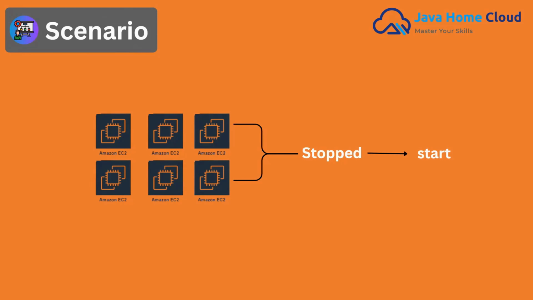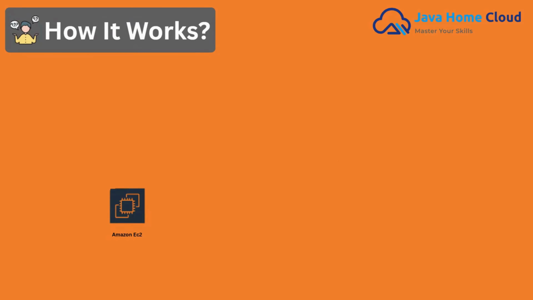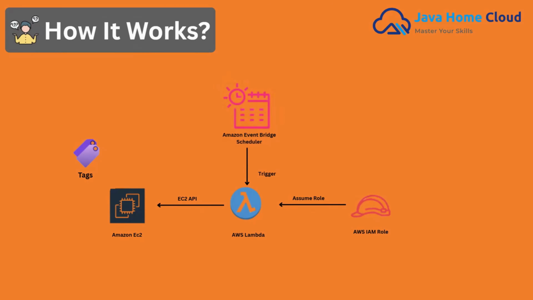Now let's understand how it works. First, let's identify all the instances and tag them with a key and value. For example, you can use the key auto start and stop, and the value would be true. Then build a Lambda function to start EC2 instances every morning at 9 a.m. and stop them in the evening at 6 p.m. Attach the required permissions to the Lambda using the IAM service. And finally, we will schedule the Lambda using the Amazon EventBridge scheduler.